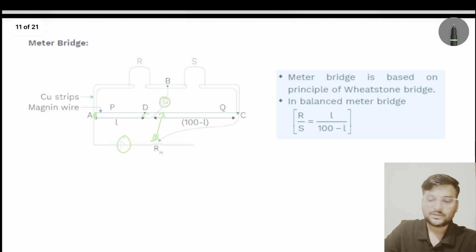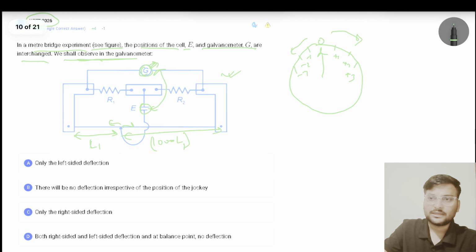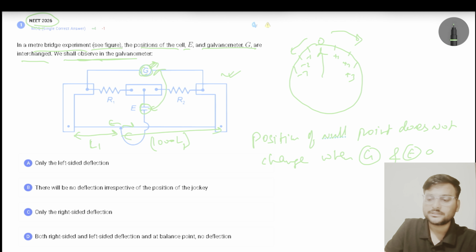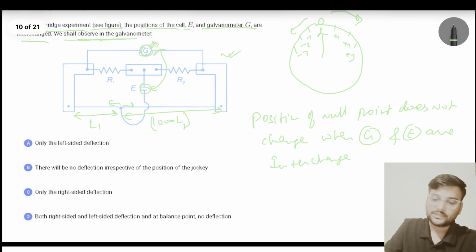So according to the given condition of the question, we are talking about this: first of all, the position of the null point does not change when the galvanometer and E are interchanged. Okay, so these are the conditions we are talking about.